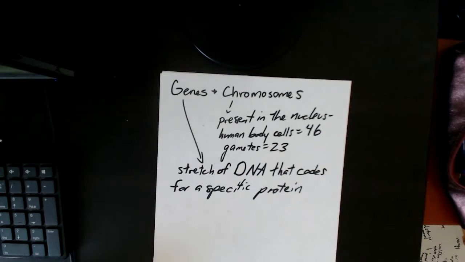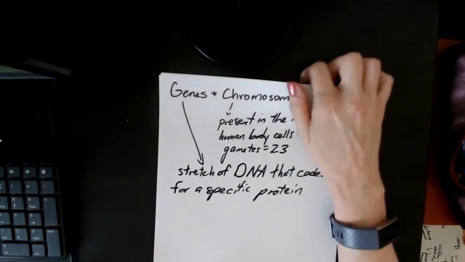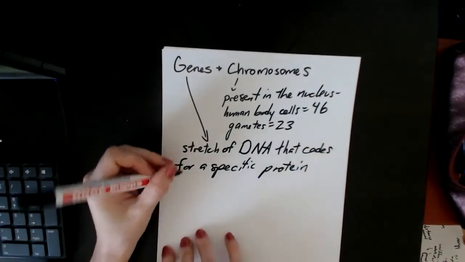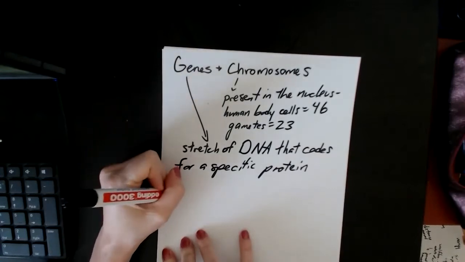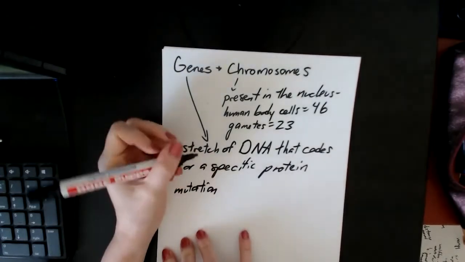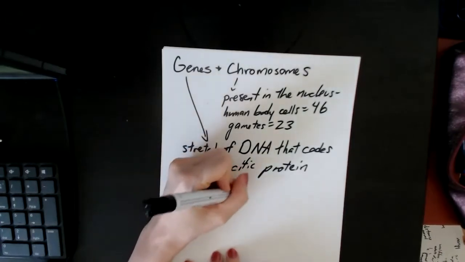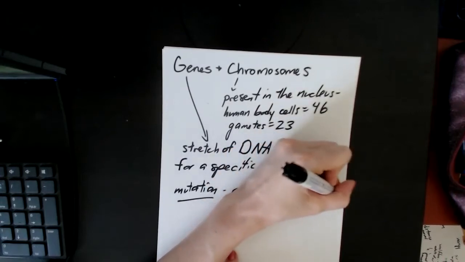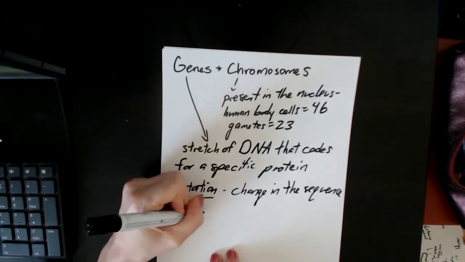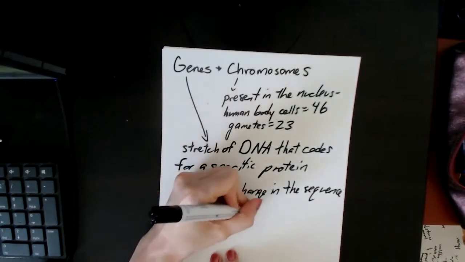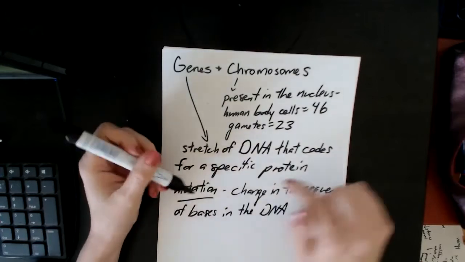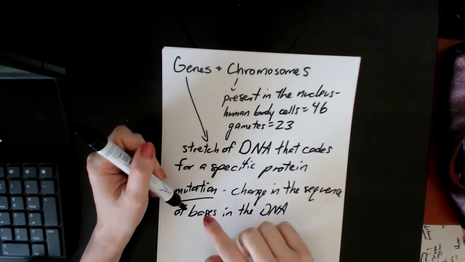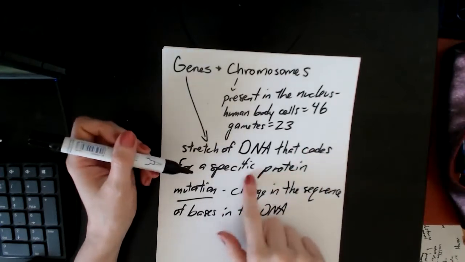What I don't talk about in those videos, so I'll talk about here, are mutations, all right? So the idea is a gene is a stretch of DNA that codes for a specific protein. Okay, check. Then all genes can have mutations introduced, all right? And so a mutation is simply a change in the sequence of bases in the DNA. And the idea is that that change in the sequence of bases can then result in a change in the amino acids that are present in the protein that it's coding for.